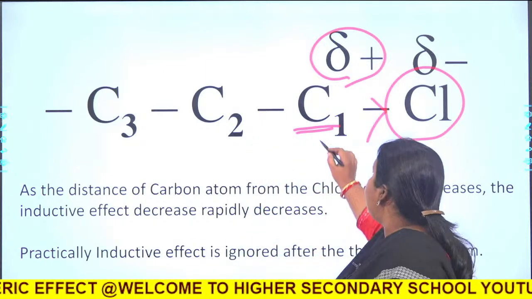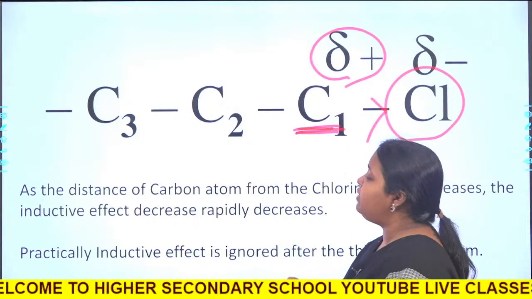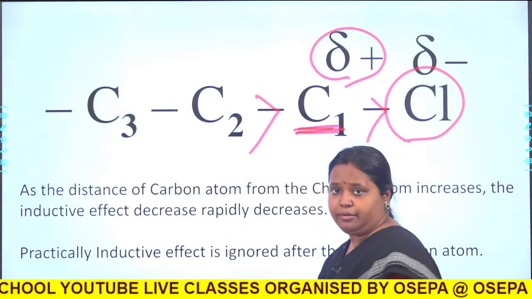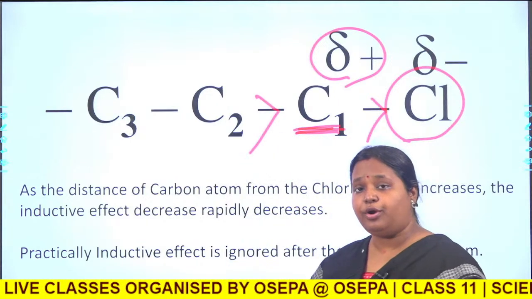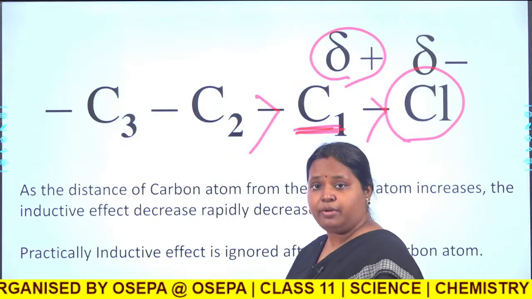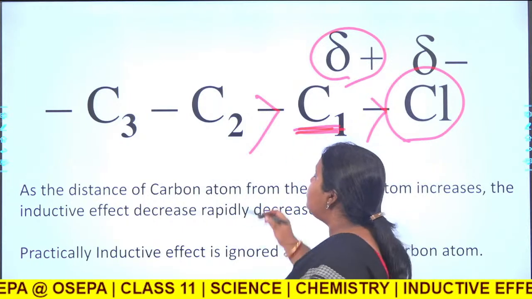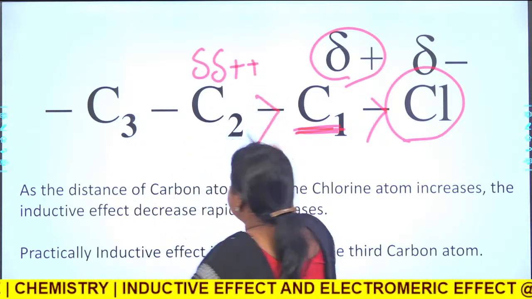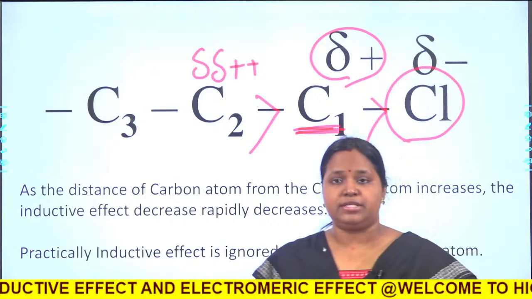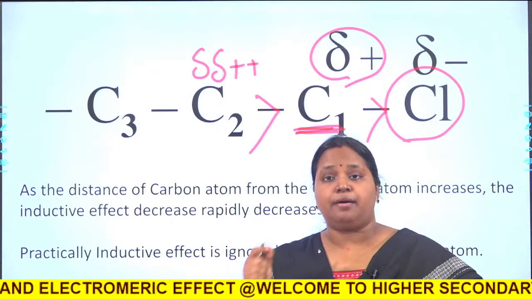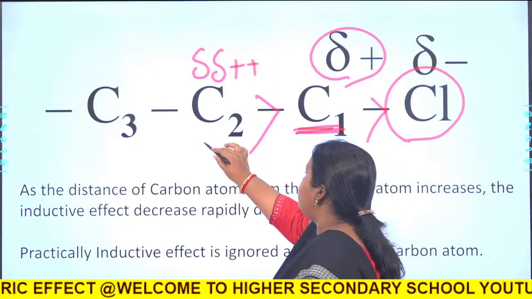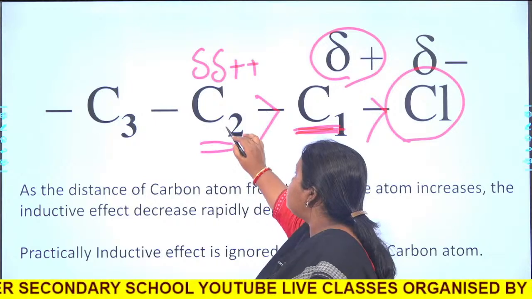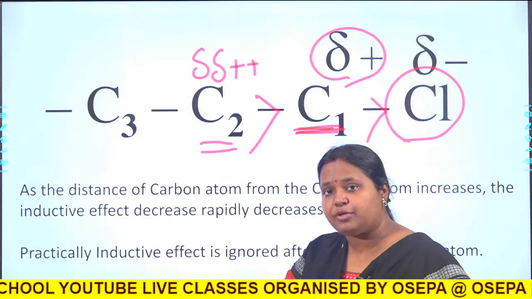Similarly, when it becomes deficient in electrons, obviously it will pull electrons from the nearby atoms. So C1 will pull electrons from the nearby C2 carbon, which is attached to it through a sigma bond. So now the C2 carbon will develop a partial positive charge, but the charge over C2 will be less than that of C1. Hence C2 will develop a partial positive charge.